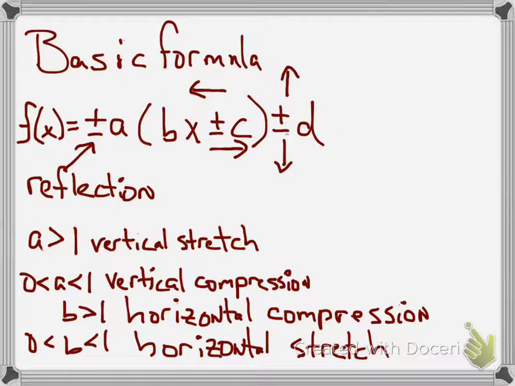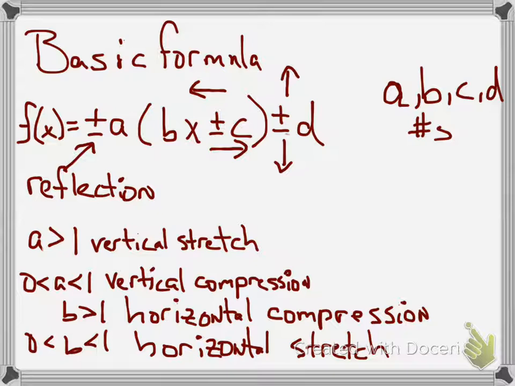Okay, so here's our basic formula. A, B, C, and D are just real numbers. If there is a negative in the very front, right after the equal sign, that means a reflection, which means it would go face down, or face the opposite direction. I'll talk about that more in a second.